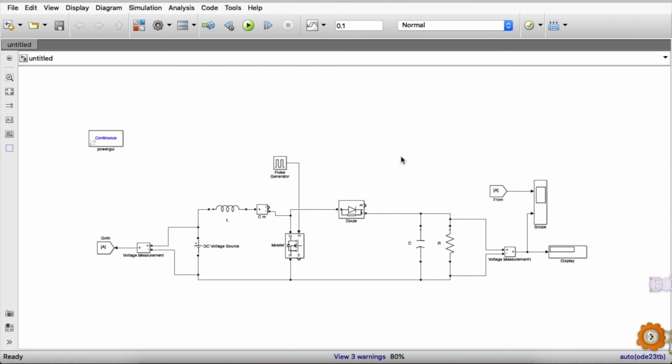So people, this was the boost converter which we have designed. I hope you like it, and if you have any doubt, please write it down in the comment section. Thanks.